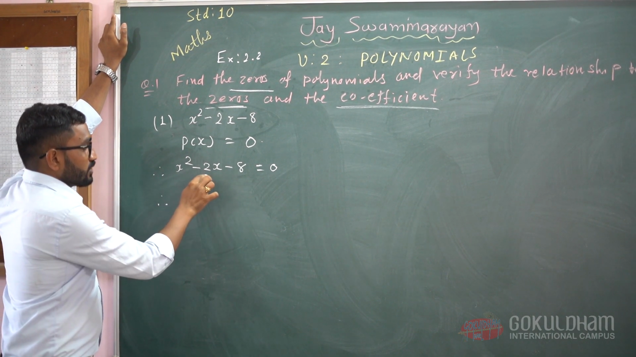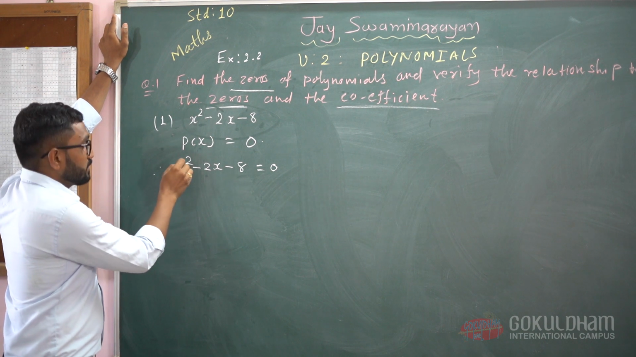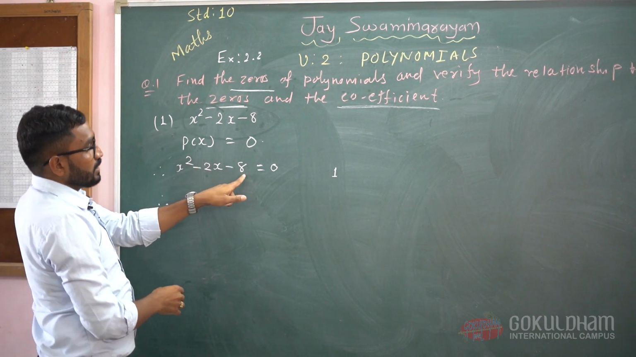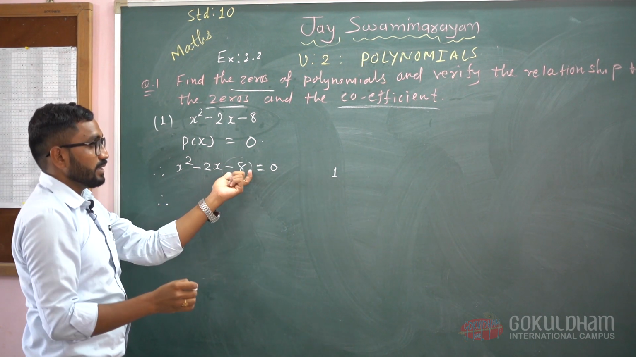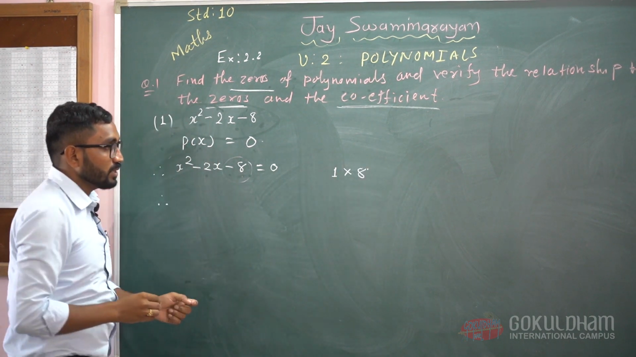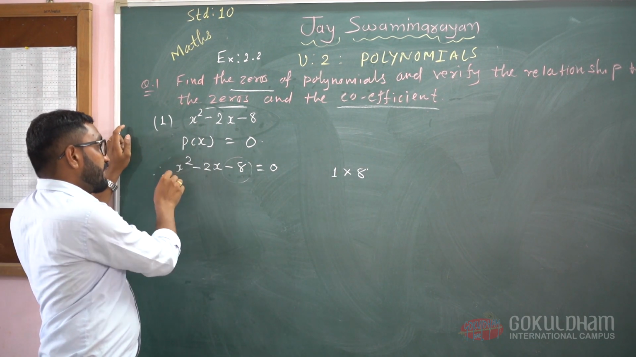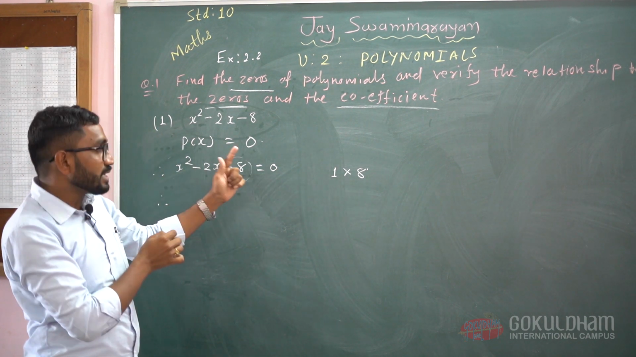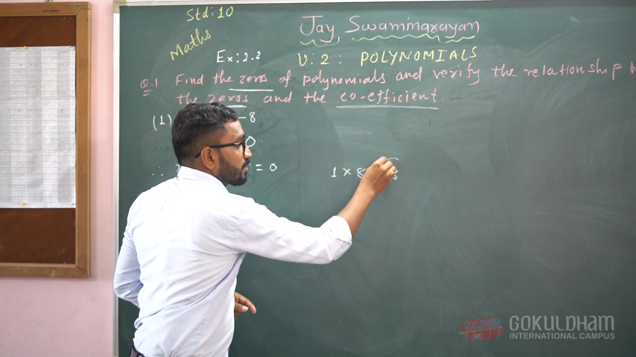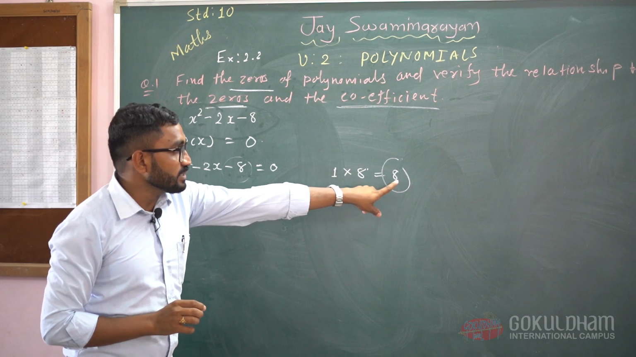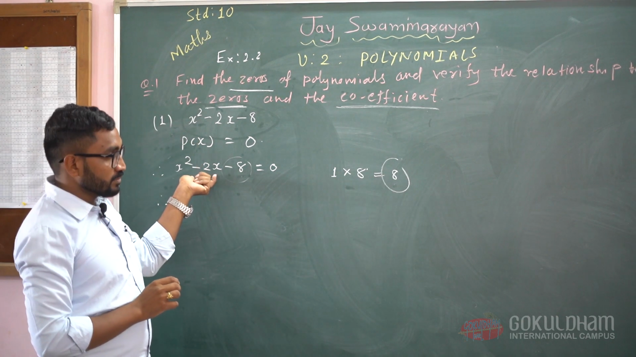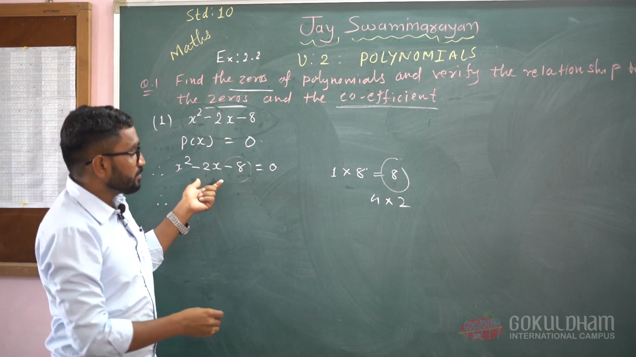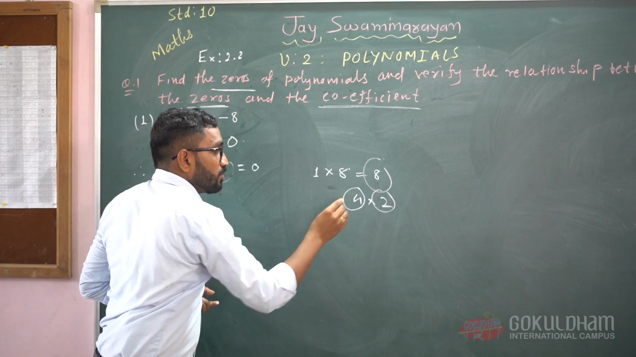Therefore, in x square the coefficient is 1, and the last term is 8. Take the coefficient of x square, the first term, and the last term. The multiplication of the first term and the last term is 8 ones are 8. Then we use this 8 to split the middle term. The factors of 8 are 4 twos are 8. Then we use 4 and 2.